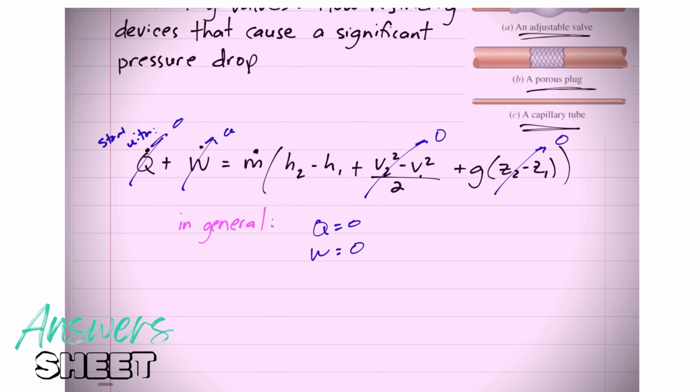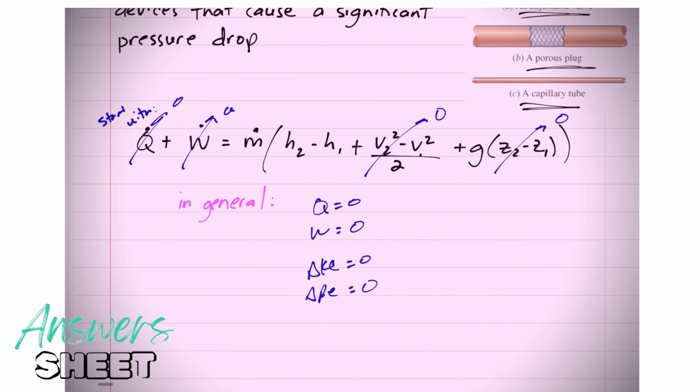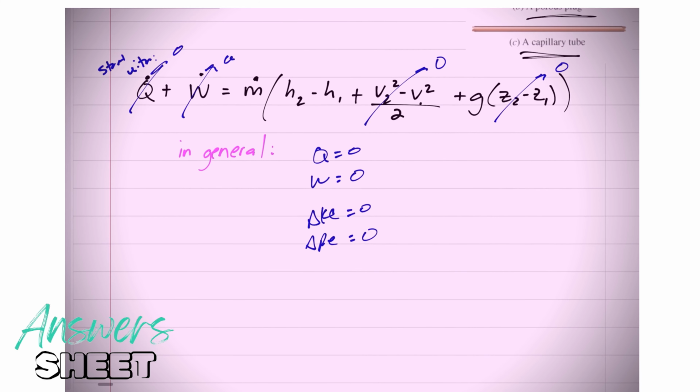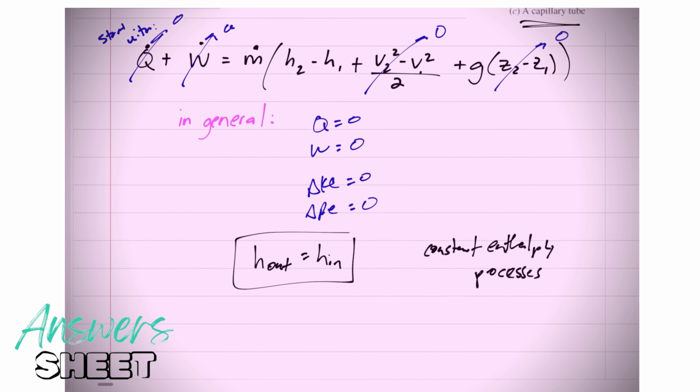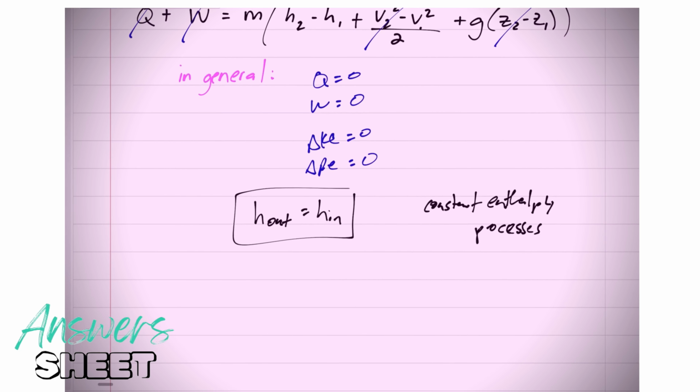So in general the Q is 0, the W is 0, the change in kinetic energy, everything is 0. For throttling valves, the whole key is throttling valves are constant enthalpy processes. All right. So H out is equal to H in. Why would that help us? Why would we even use that?